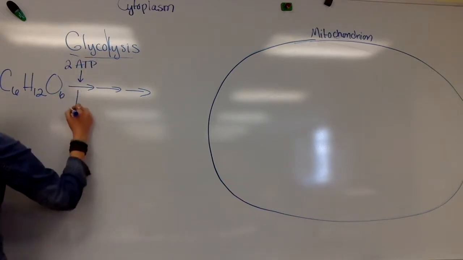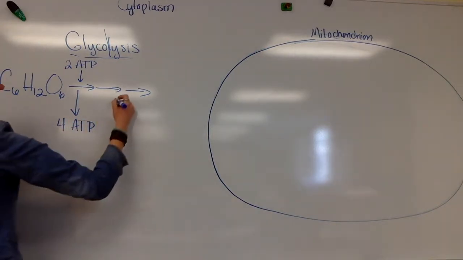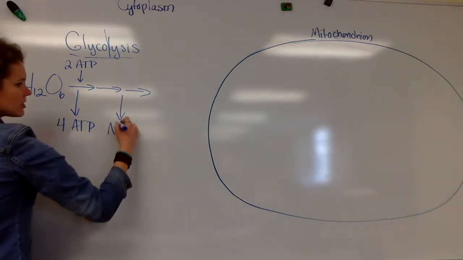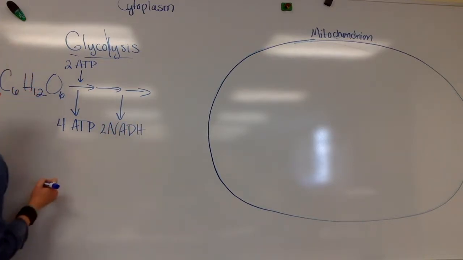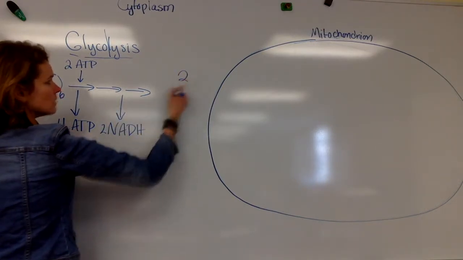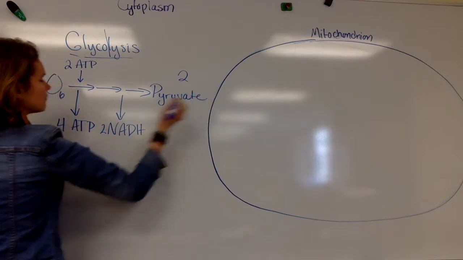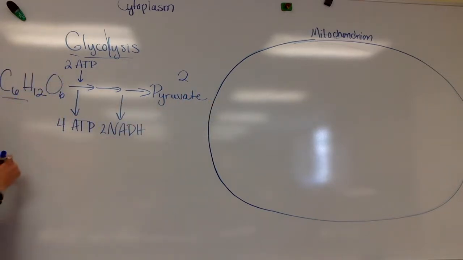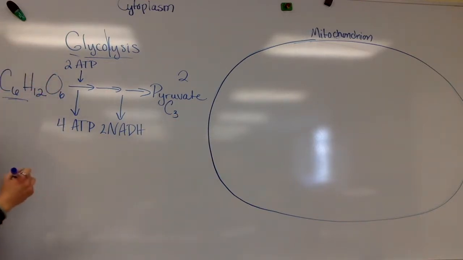And from that, we are going to make 4 ATP. Also, another energy carrier called NADH is going to be made. We're going to make 2 of those. At the end of this process, we're going to have 2 molecules called pyruvate. Now, this glucose is a 6-carbon. This one is a 3-carbon. So we're going to get 2 3-carbon molecules from this 6-carbon molecule once it's broken up.